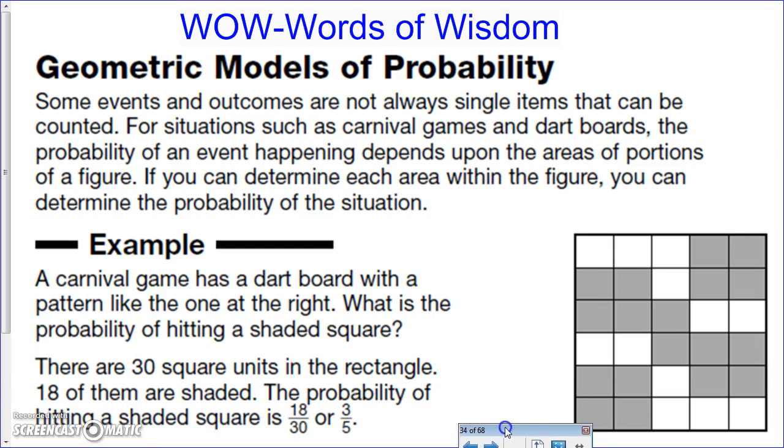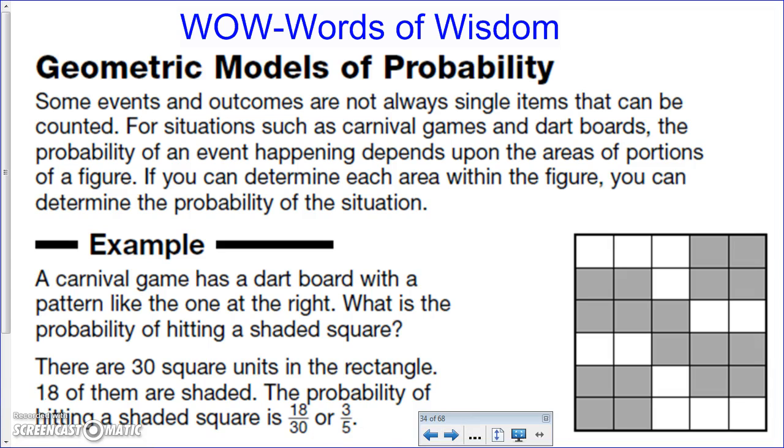Geometric models of probability. Some events and outcomes are not always single items that can be counted. For situations such as carnival games and dartboards, the probability of an event happening depends upon the area of portions of a figure. If you can determine each area within the figure, you can determine the probability of the situation.